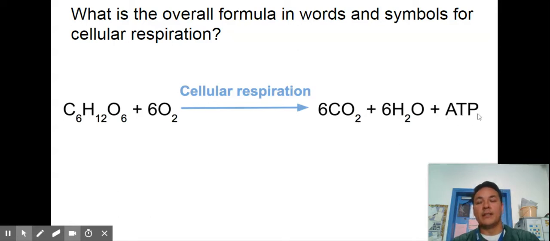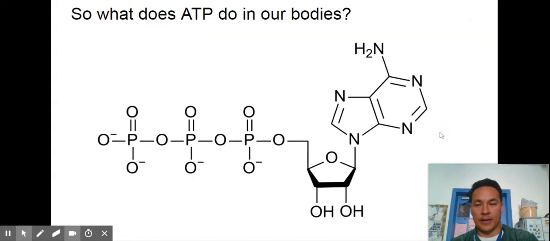Pretty cool. This is the exact opposite of the photosynthesis equation. So you can see why cellular respiration and photosynthesis are a cycle. The products of one are the reactants of the other. Now this will change slightly if there's no oxygen around, but for now, let's go through aerobic respiration, or cellular respiration dealing with oxygen. Okay, so what does ATP do in our bodies?